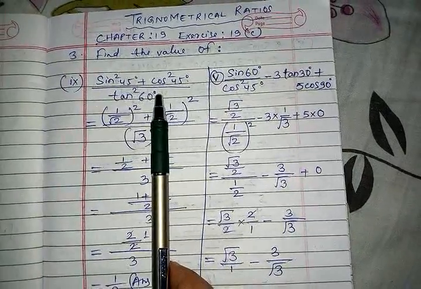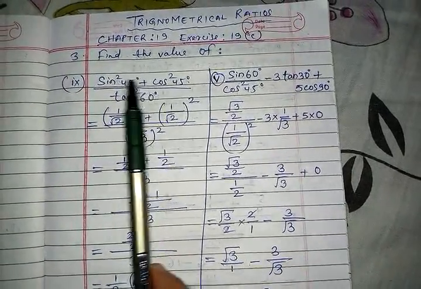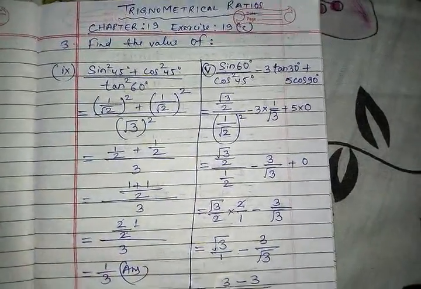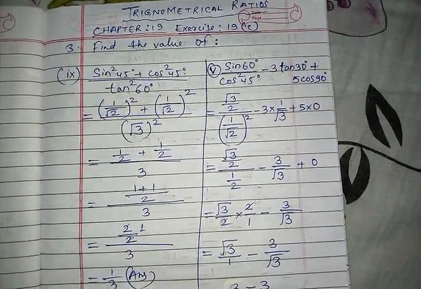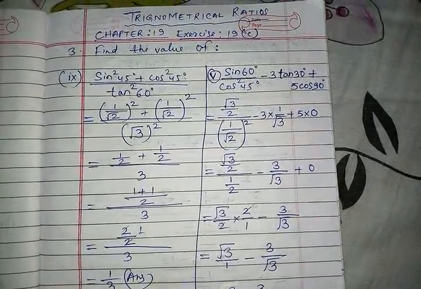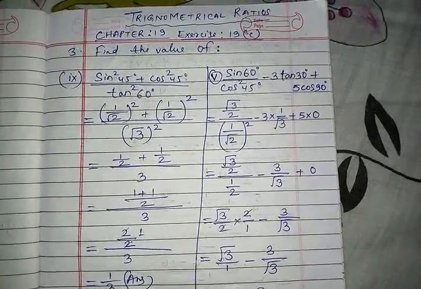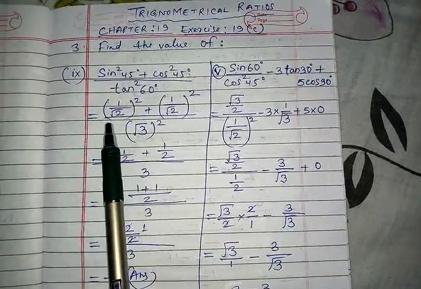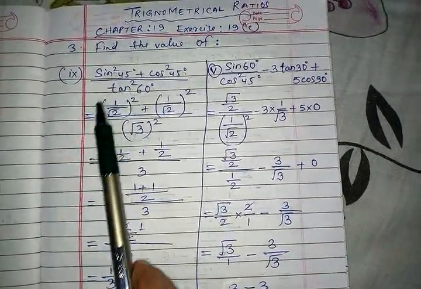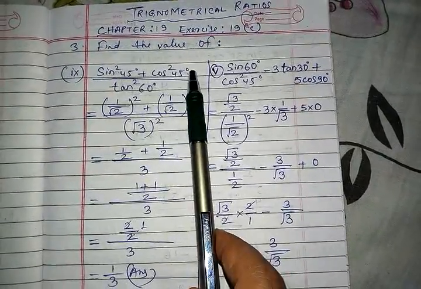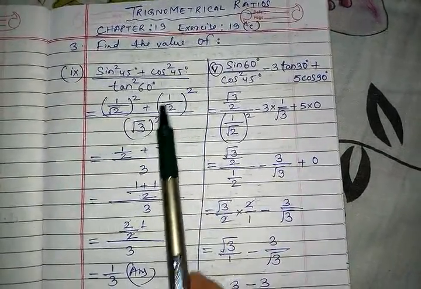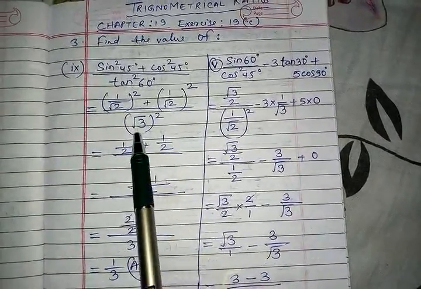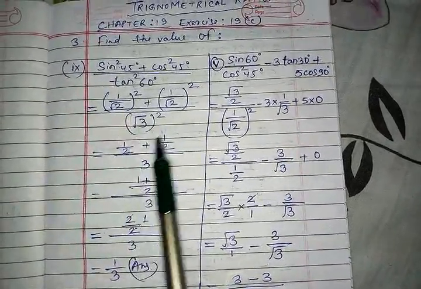From the value chart you have to see the values and put the respective values. I have told you that you should learn them, because in the examination you will not be allowed to see the table book. You have to learn them by heart. So sin 45 is 1 by root 2, as there is a square, so whole square, plus cos 45 is 1 by root 2, so whole square. Tan 60 is root 3, so whole square.